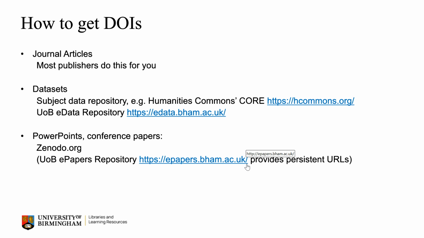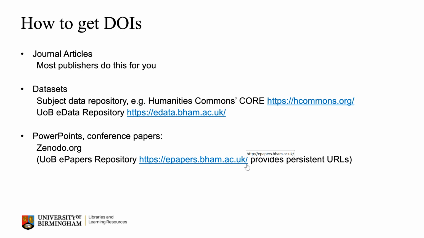If you're publishing a peer-reviewed journal article in a traditional sense, the publisher will generate a DOI for you. If you have a dataset to deposit, and you don't necessarily have to share this in full, you can just let people know it exists, you can add it to a repository, such as the Humanities Commons Core or the university's own repository eData. When you deposit your output, a link will be minted, and this is what you can share with others.